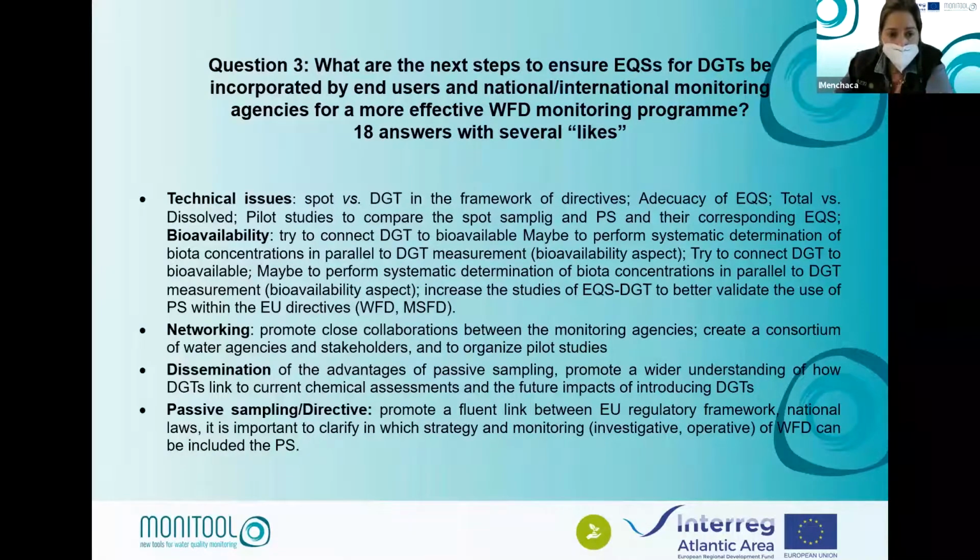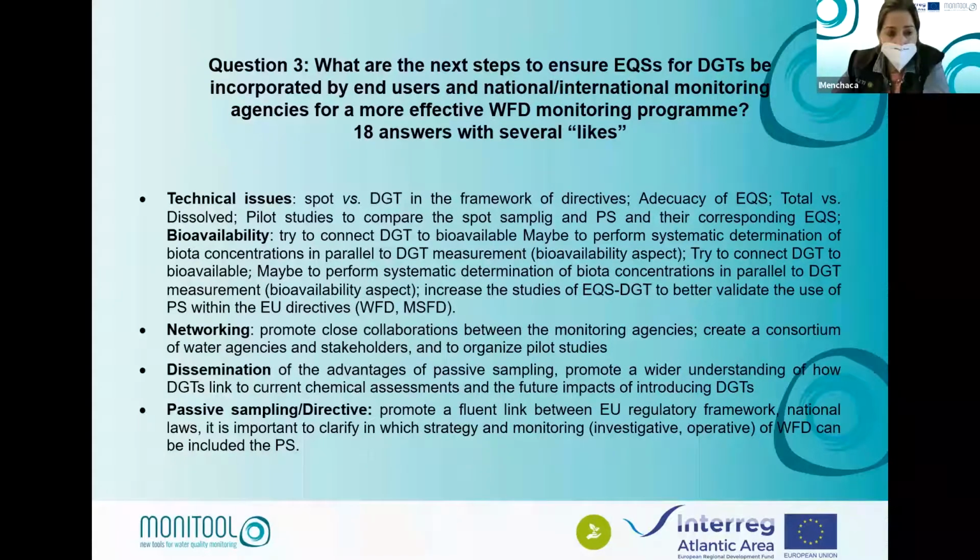The third group was in relation to the dissemination of the advantages of passive sampling, promoting a wider understanding of how these DGTs link to the current chemical assessment and the future impact of introducing the DGTs in the directives.